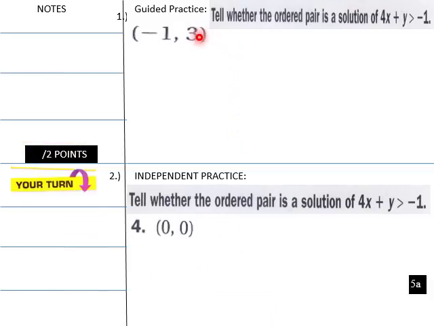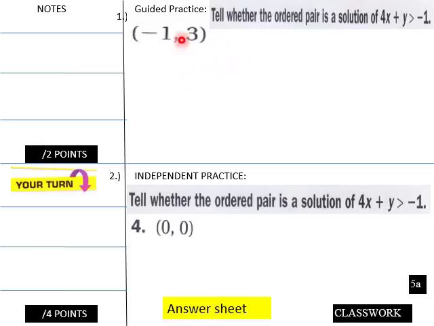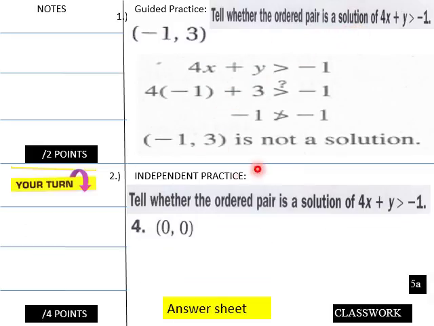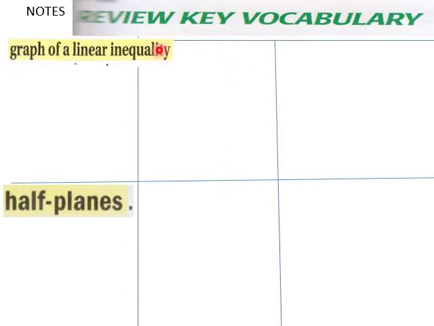Okay, into our guided practice here to see if this is a solution to that inequality. We plug in our values here: 4 times -1 plus 3. Is that greater than -1? -1 is not greater than -1, so (-1, 3) is not a solution. Students, not your lucky day.